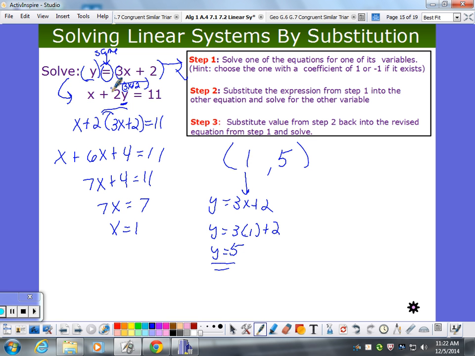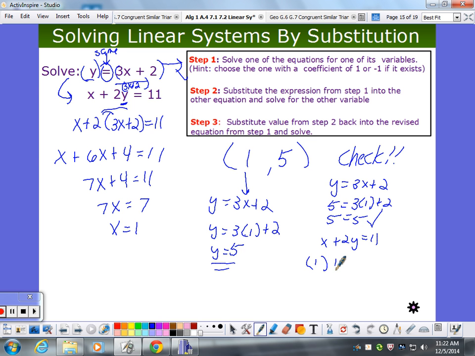I solved it algebraically. Now how do I know I'm correct? Check it. I always plug them back in just in case I made some kind of strange mistake. I fully expect this one to work, and it does, because that's how I found the y value. But let's make sure it works here. So x plus 2y has to equal 11, right? X is 1 plus 2 times 5. Does that equal 11? That's 1 plus 10. Woohoo! So we found the solution.